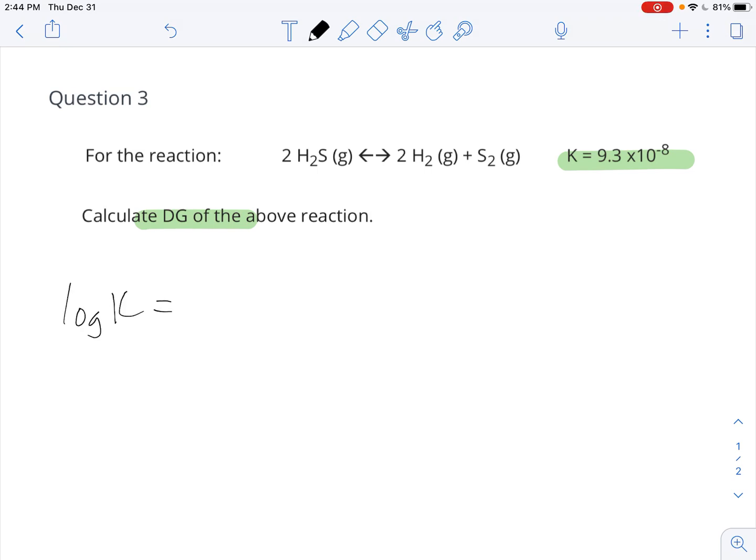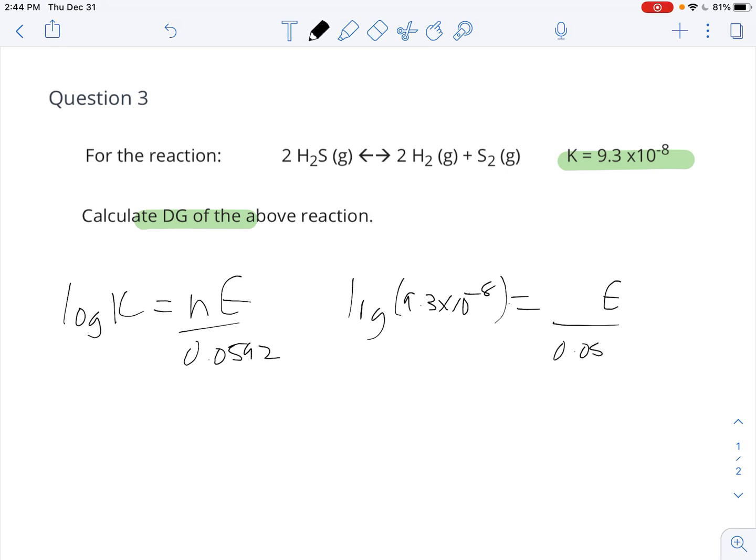So remember that the log of K is equal to nE divided by 0.0592. So that means the log of 9.3 times 10 to the negative 8th is going to be equal to nE, where E is what I'm looking for, over 0.0592. The question is, what is n? How many moles of electrons are being transferred?